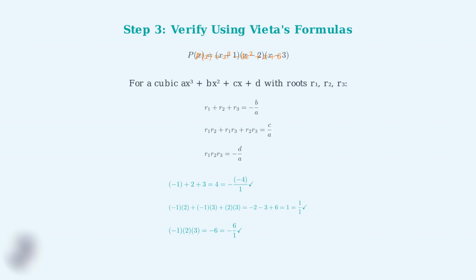All of Vieta's formulas check out, confirming that our polynomial x cubed minus 4x squared plus x plus 6 is correct. This demonstrates how we can construct a polynomial from its known roots using the factor theorem and algebraic expansion. We've covered a lot of ground in our exploration of root coefficient relations in polynomials. Now it's time to bring everything together and see how these powerful concepts apply to the real world.